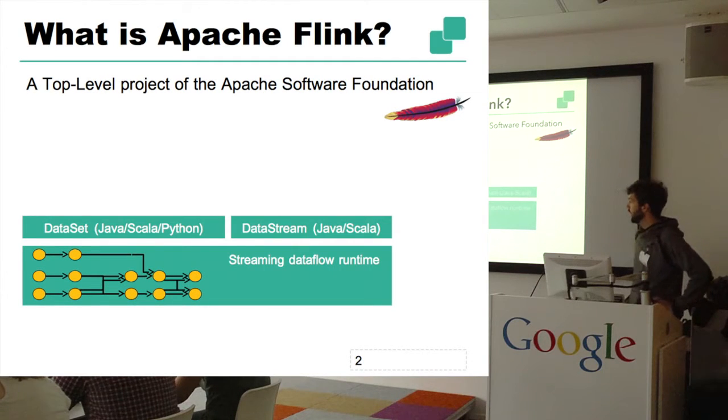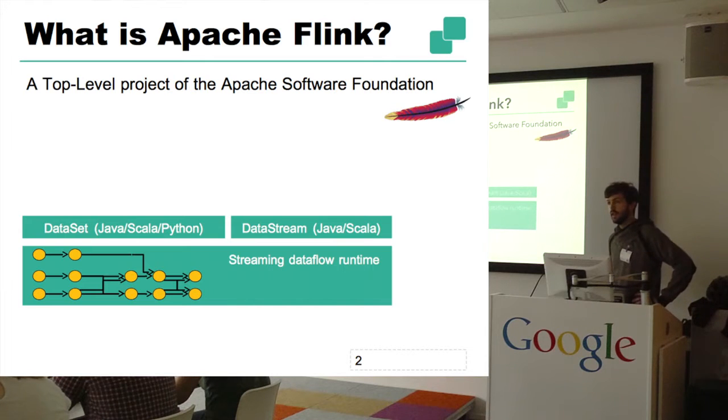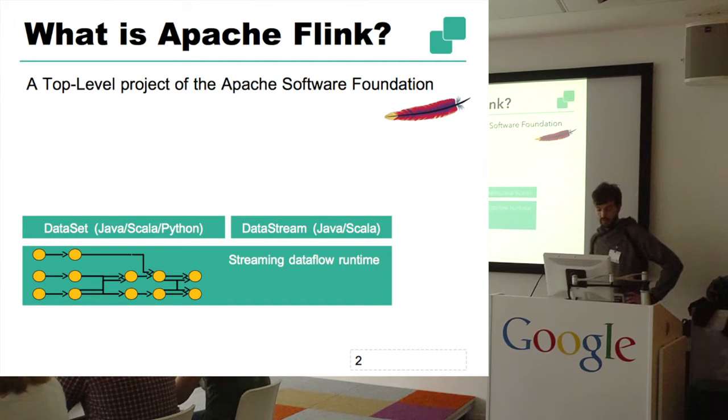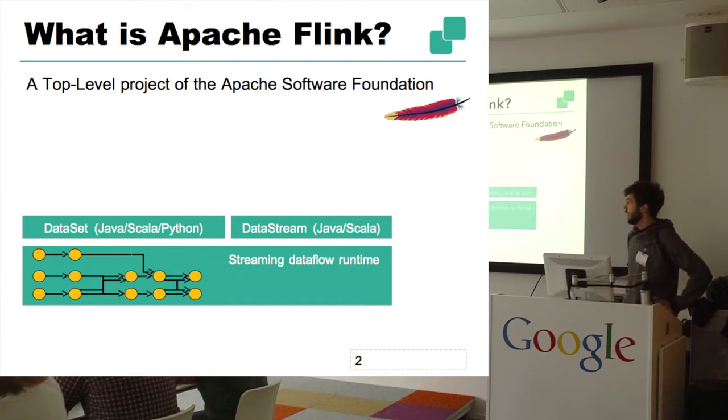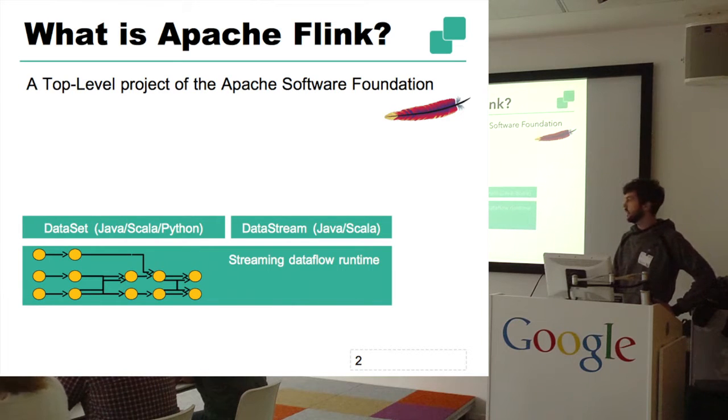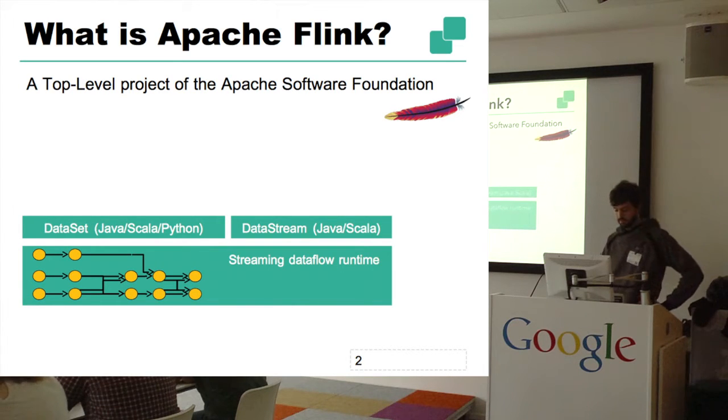And on top of this streaming data flow runtime, we basically have two APIs available. One is the DataSet API, which is mainly used for batch processing. And the other one is the DataStream API, which is for stream processing, as the name says. We have different programming language choices available: Java, Scala, and also now just recently Python for the batch API.